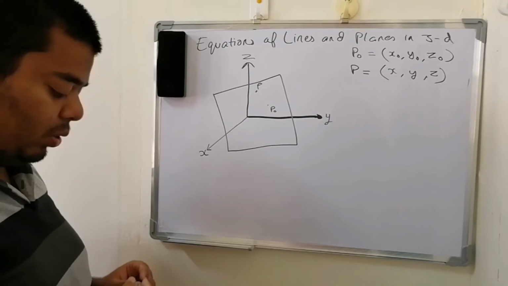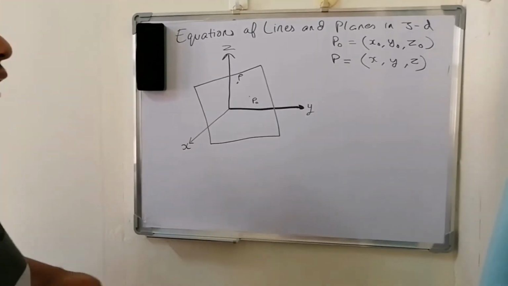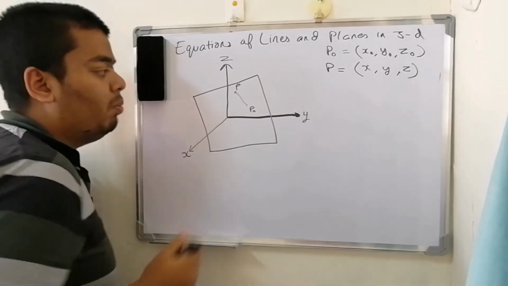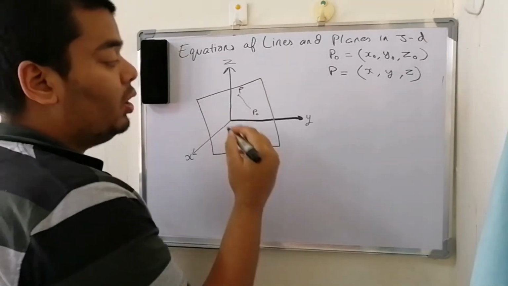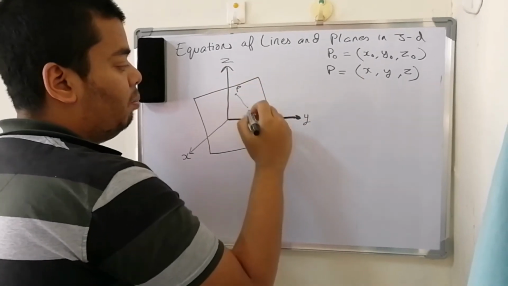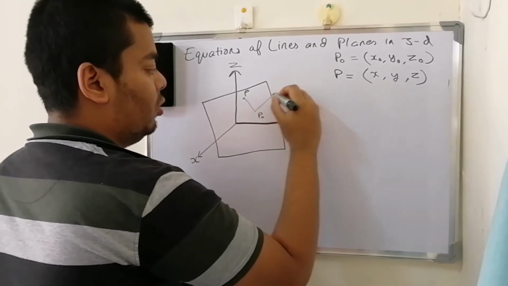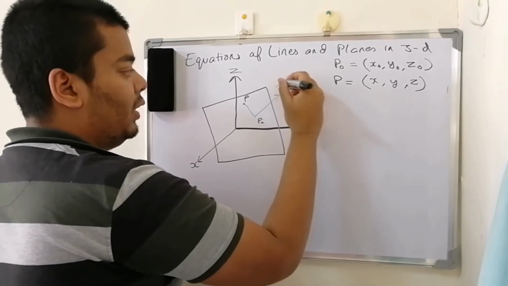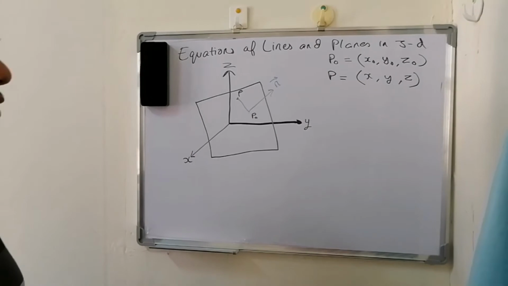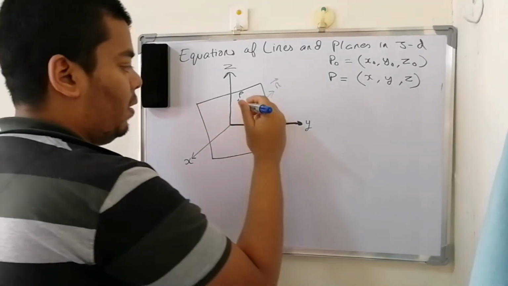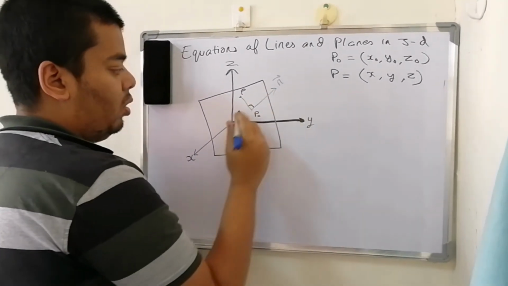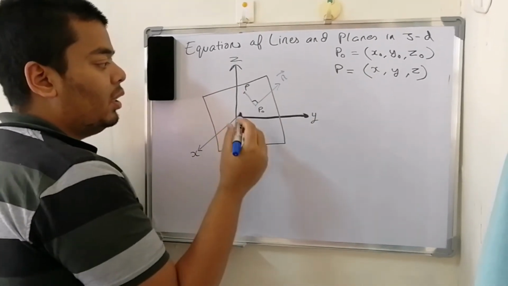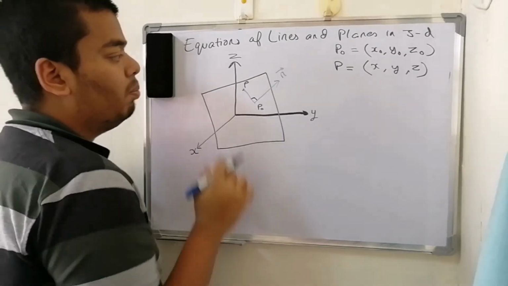So what we will do in this case is we will take a vector which is perpendicular to the vector P naught P. We will call it vector N. So we have taken a vector N, which is perpendicular to the vector P naught P. Let's find the vector P naught P.